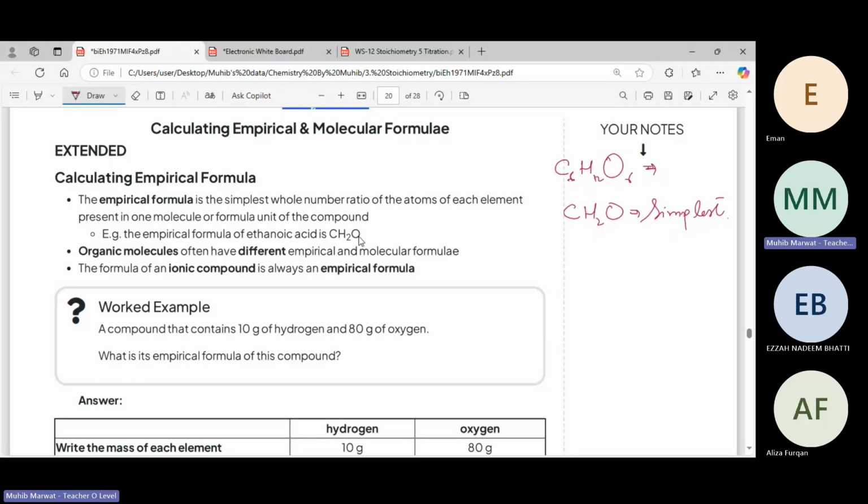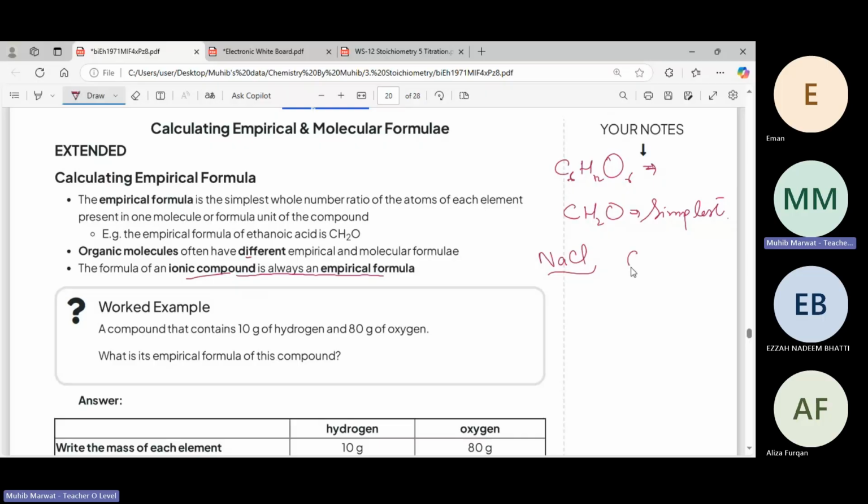Now, organic molecules have different empirical and molecular formulas, but the formula of any ionic compound is always an empirical formula. In the case of NaCl, it is a formula unit, right? Its actual formula is NaCl, and its empirical formula is also NaCl. It cannot be divided further. The same is the case with organic compounds, which may or may not have the same molecular and empirical formula.